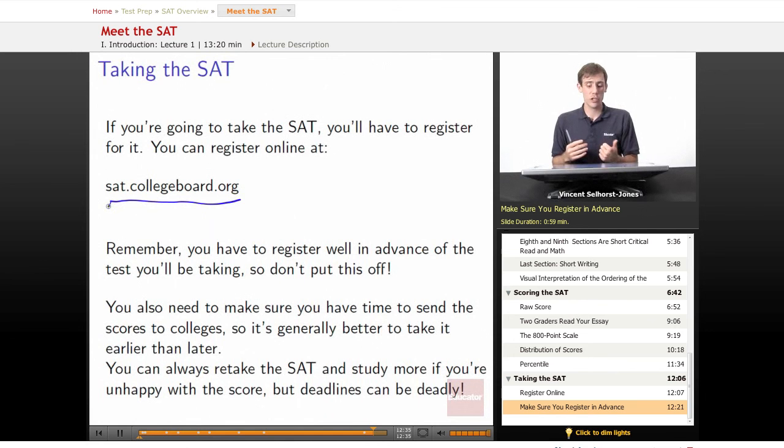You also need to make sure you have time to send the scores to colleges, so it's generally better to take it earlier than later, right? You don't want to have to rush your scores to colleges, because once again, that's going to add stress and add cost, so you want to take it earlier than later so you'll have plenty of time to send your scores in to colleges. Also, you can retake the SAT and study more if you're unhappy with the score, but once again, you need to be careful about this registration process. If you let that registration process get past you, deadlines can be deadly. Make sure you've registered for the test you want to take, but if it goes badly, you can always register for one down the road and take another one that hopefully you'll be happier with.